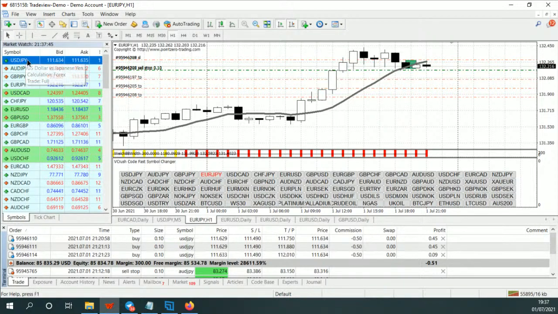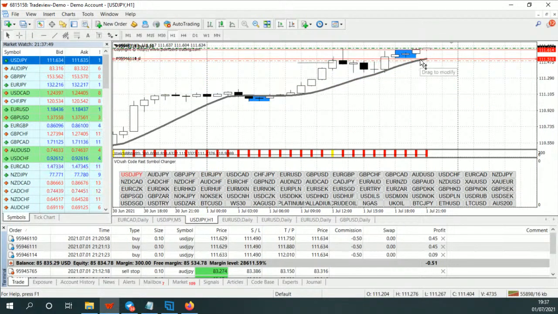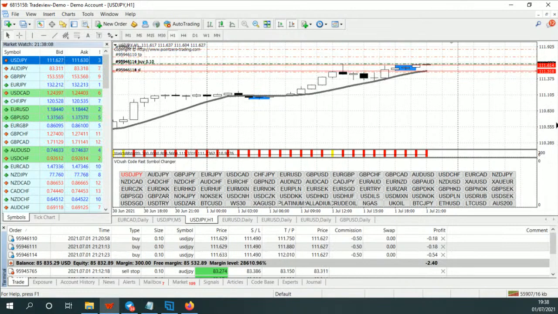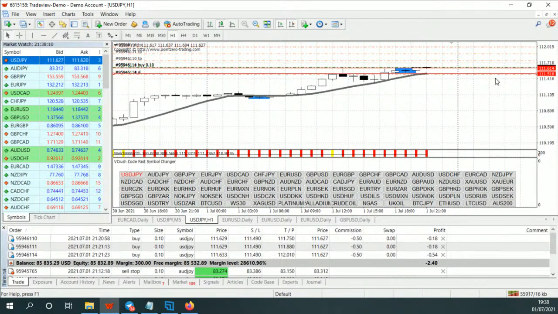So we have done USDJPY initially. We're in a trade, and already we have set our stop loss. We have 3 trades for USDJPY, and we have the same stop loss for all 3 trades, but we have 3 different take profit targets. You can see them: TP1, TP2, TP3.